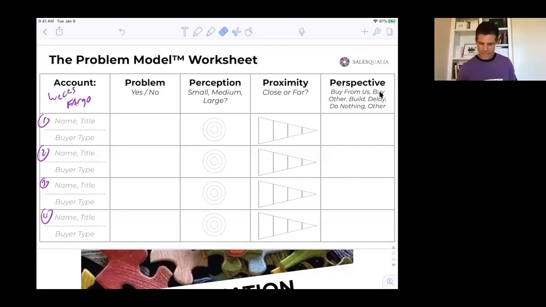Same thing. So for these buyer types, are they close? Are they feeling the heat every day? Are they close to the fire? Are they kind of closer but not too close? Are they kind of far away, or are they way out here in the distance?